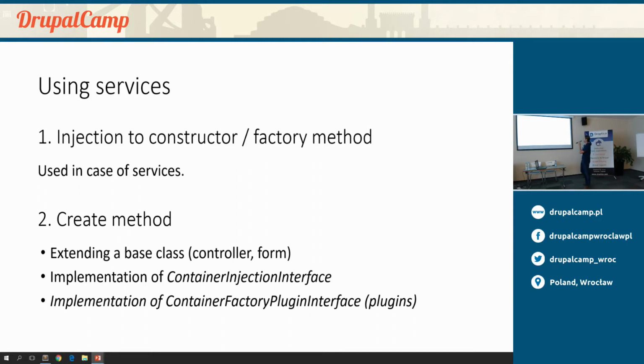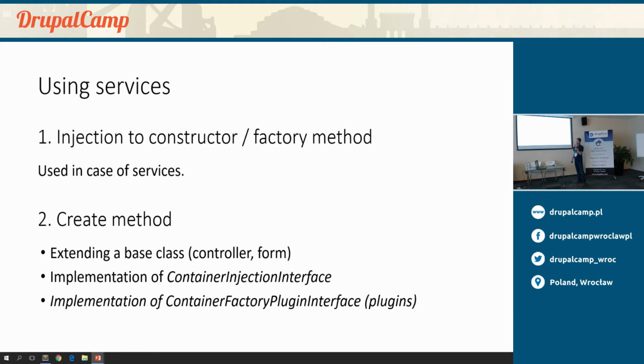Now, the way we use services, there are two ways. Injection to constructor or factory method. That was what I showed in the example. And the second, it's a create method. Okay, create method is usually available if we extend the base class: a controller base or form base or some other plugin base if we want to write a plugin.